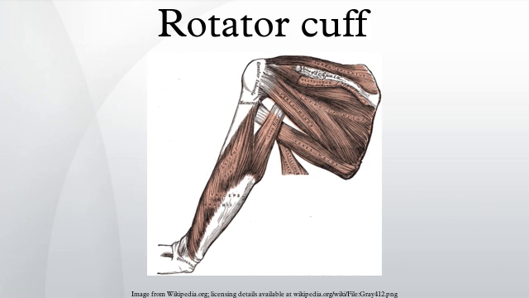A rotator cuff tear can be caused by the weakening of the rotator cuff tendons. This weakening can be caused by age or how often the rotator cuff is used. Adults over the age of 60 are more susceptible to a rotator cuff tear.